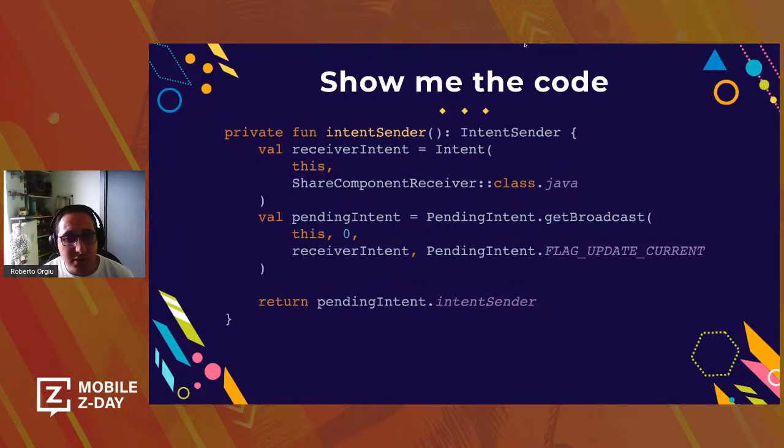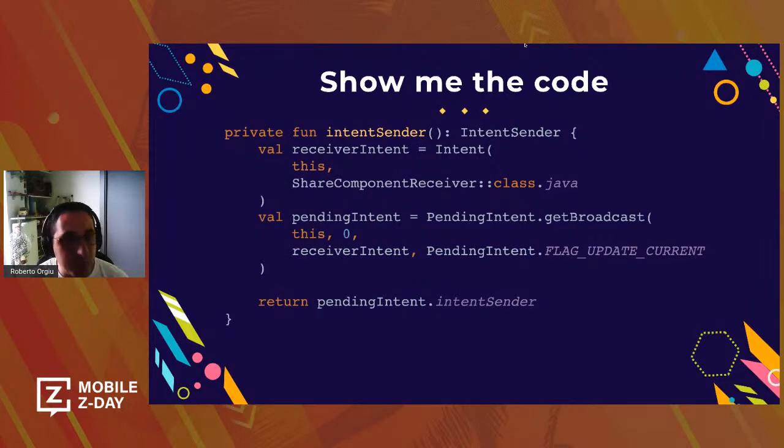But in order to work with the intent sender, we need to wire everything up. So we want to wire the broadcast receiver, our share component receiver, in an intent so that it can be transformed into a pending intent for broadcast. And from this pending intent, we can get the intent sender. So what these two declarations do is connect the share component receiver, which is our broadcast receiver, with its intent sender. So now they are connected.